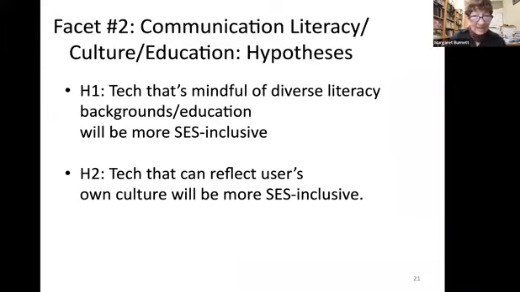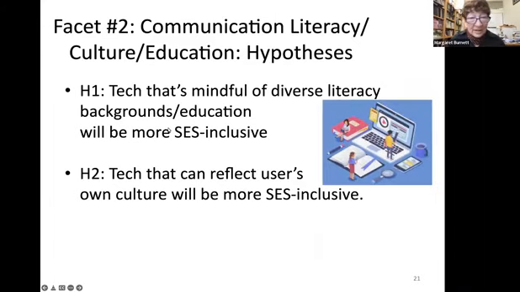Okay, and that leads us to a couple of hypotheses. Actually, we have more, but here are a couple. One is that tech that's mindful of diverse literacy backgrounds and education is going to turn out to be more socioeconomically inclusive. So here you've got a little notional diagram of different modes, different ways people can go about learning this information or figuring it out. That sort of thing is a way forward.